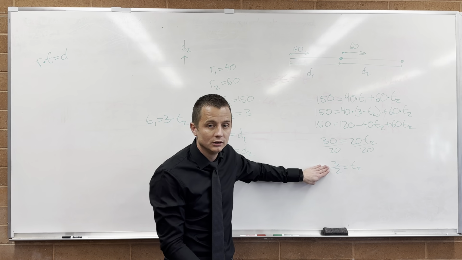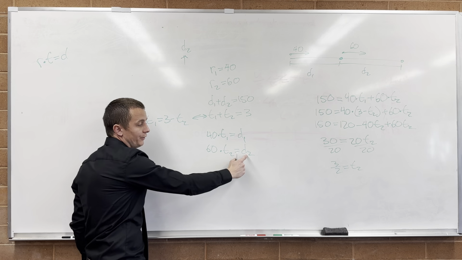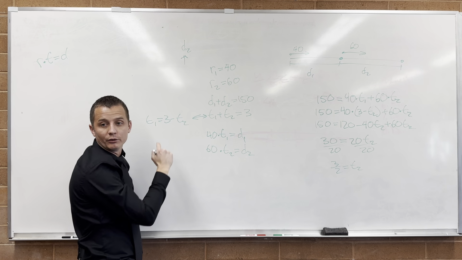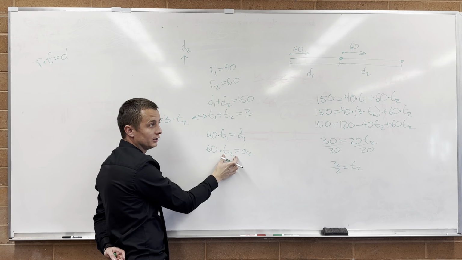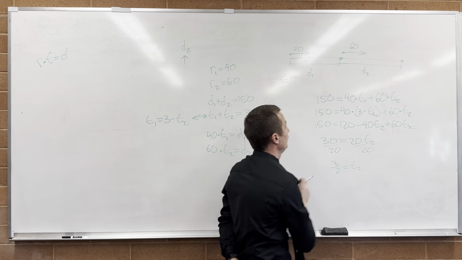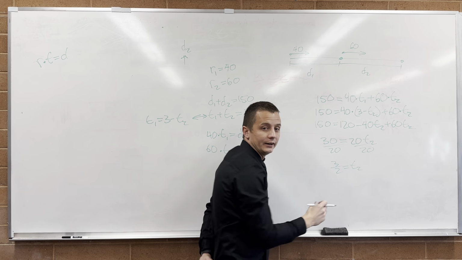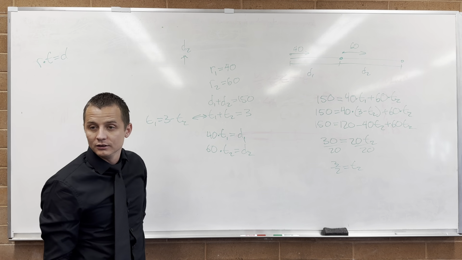So there's T2. So we now have T2, we're trying to find D2. Remember, the big picture, that's what we're looking for. So now that I know how long this part of my drive took, an hour and a half, I can figure out the distance this was. I was going 60 miles per hour, and I was doing that for an hour and a half.